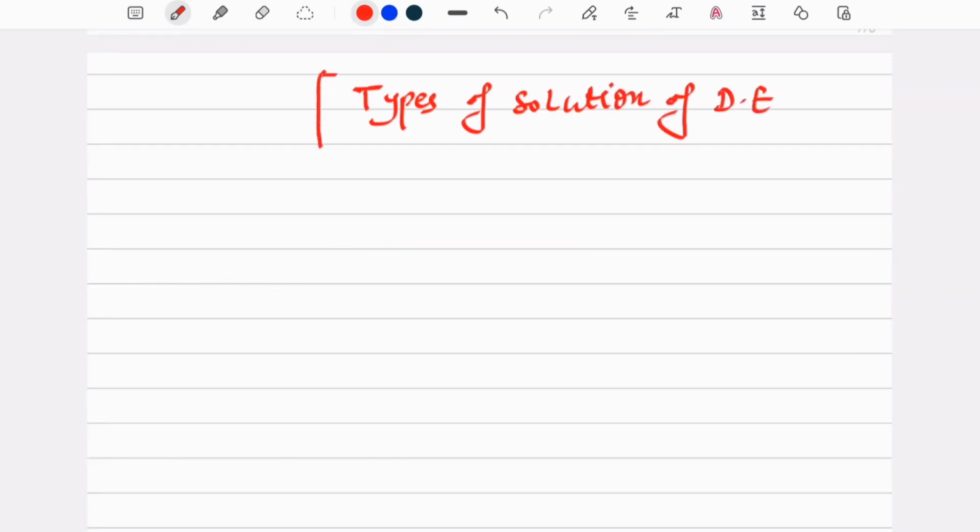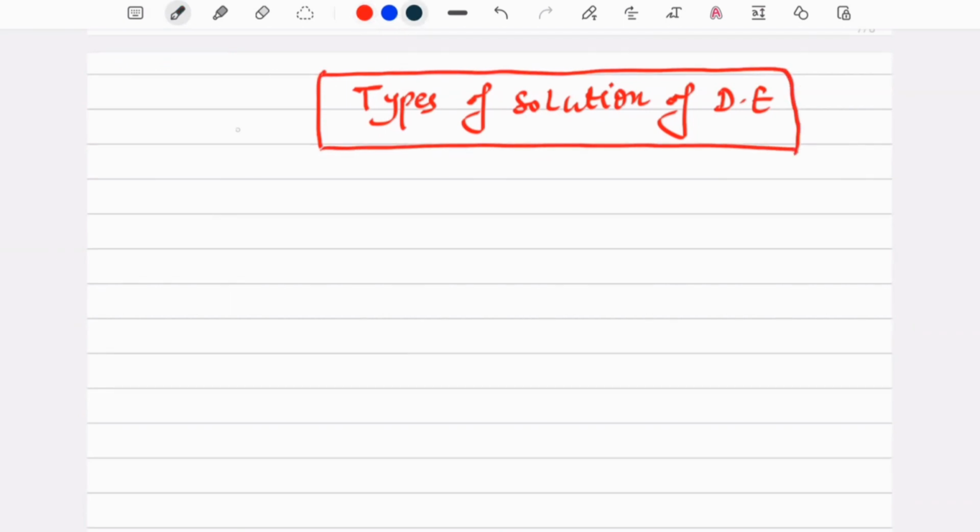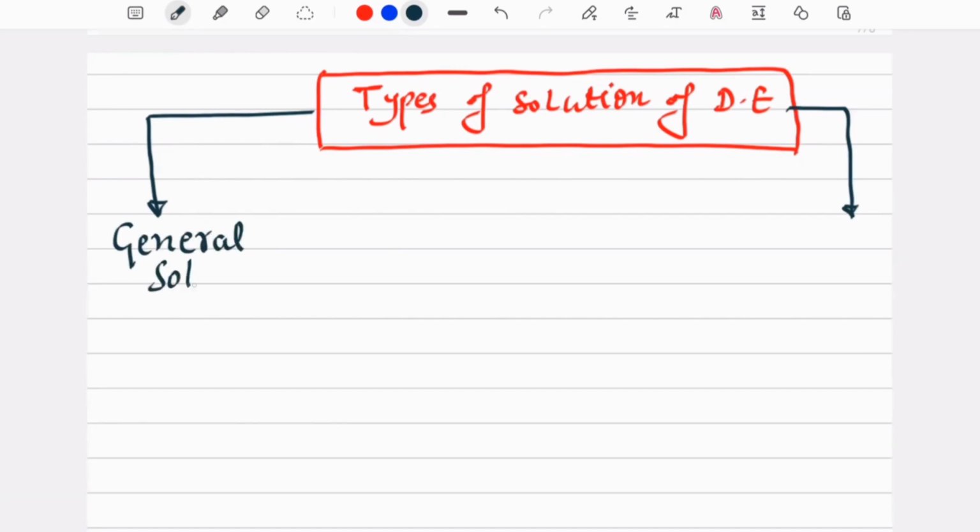Types of solution of differential equation. There are two types of solution. One is a general solution and the other is a particular solution.